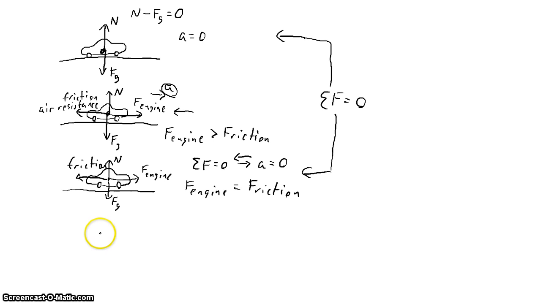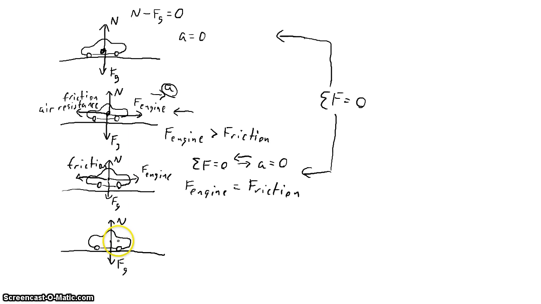Alright, now let's talk about a car slowing to a stop. Once again, we draw the car, place our dot and put down the forces. Still have the force of gravity, still have the normal force. They still remain balanced. How do we know that? Because the car is still not accelerating either up or down during this entire situation.